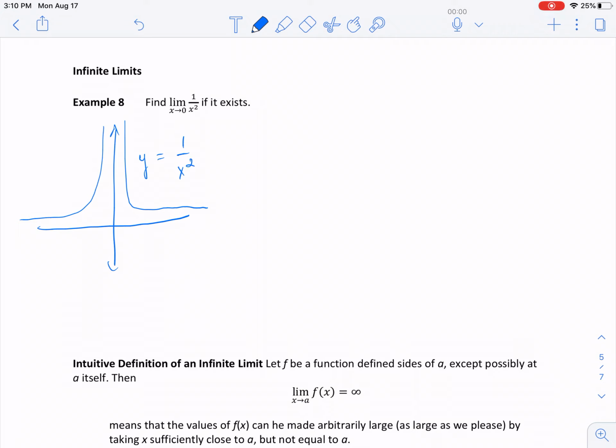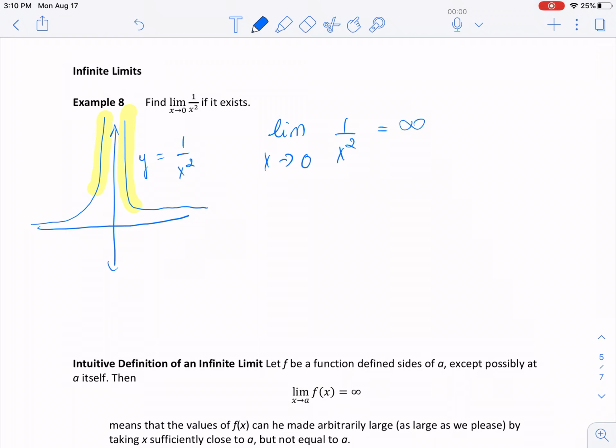As you can see, as x approaches 0 from the left, right here, it's going to infinity, right? Same thing with the right. It's going to infinity. Therefore, we know the limit as x approaches 0 of this function is going to be infinity.